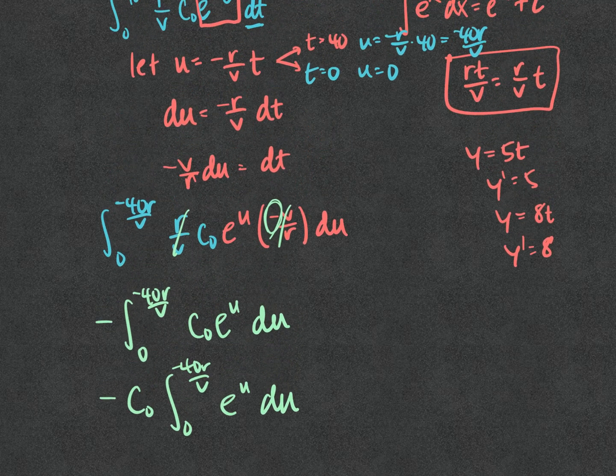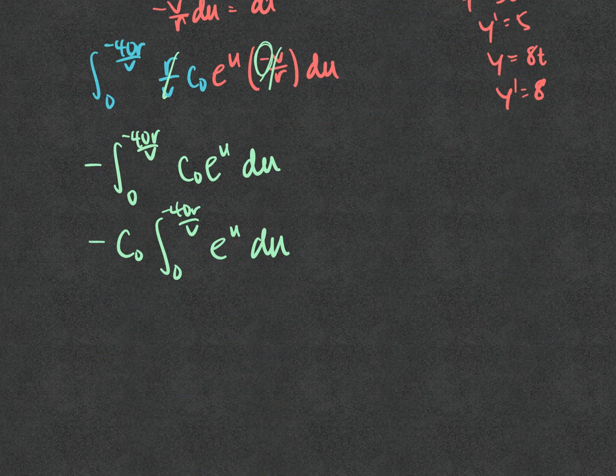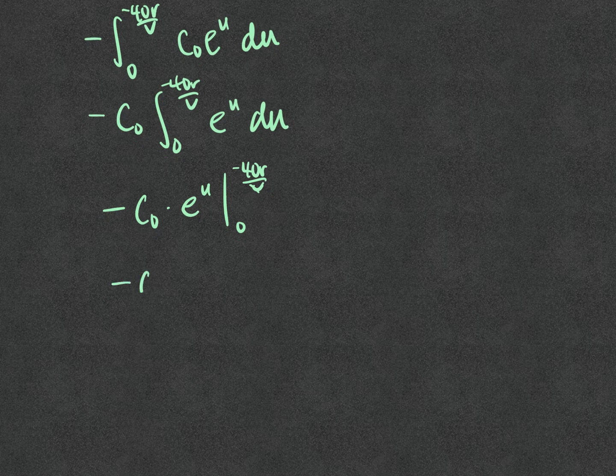Now we talked about up here, when you integrate e to the u, you get e to the u. When you integrate e to the x, you get e to the x. So we're going to bring down our constant, negative C sub 0. When you integrate e to the u, you get e to the u from 0 to negative 40R over V. So we have negative C sub 0, and we're going to say e to the negative 40R over V minus e to the 0. Now remember that e to the 0 is 1, so we're going to put the number 1 in here.